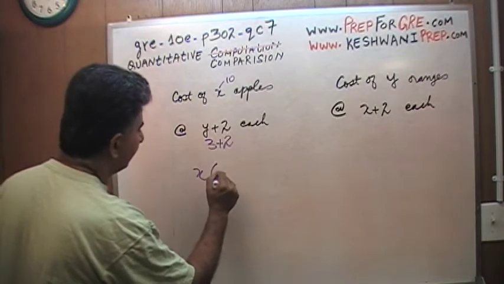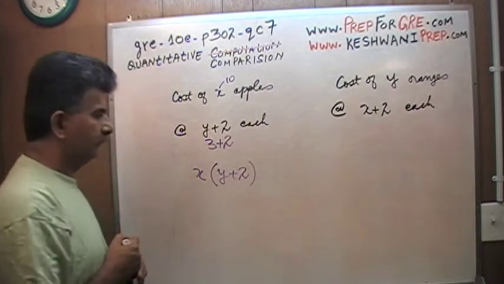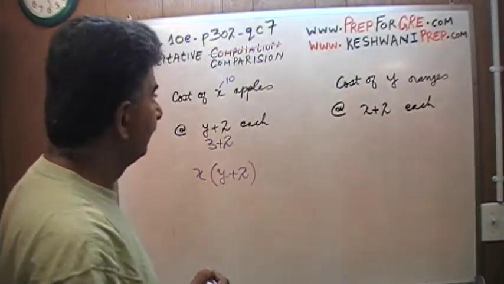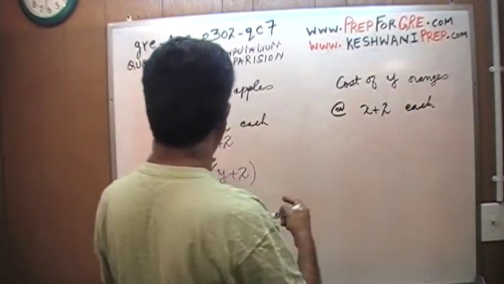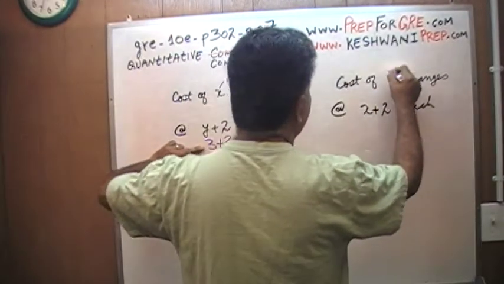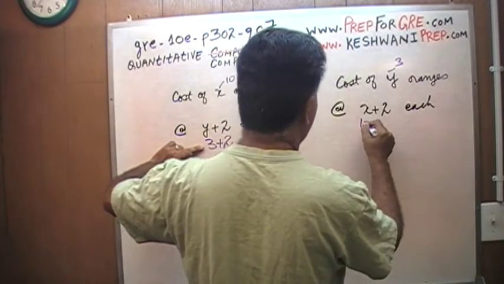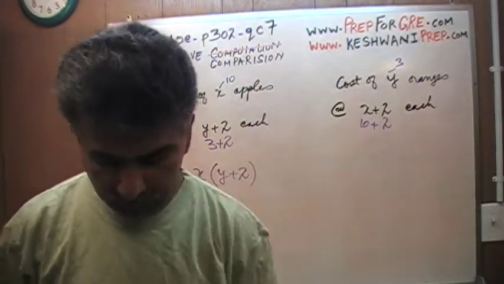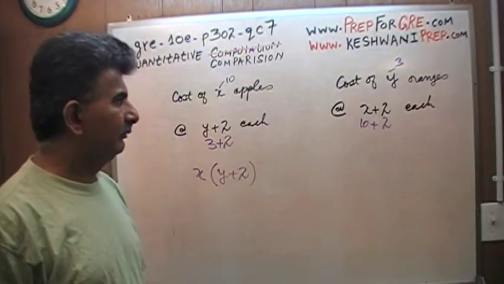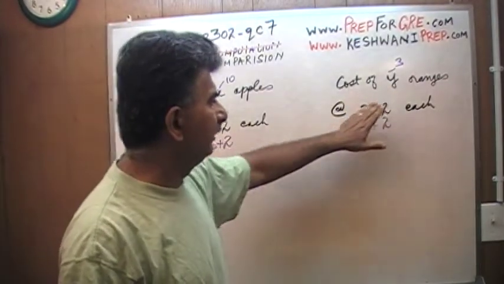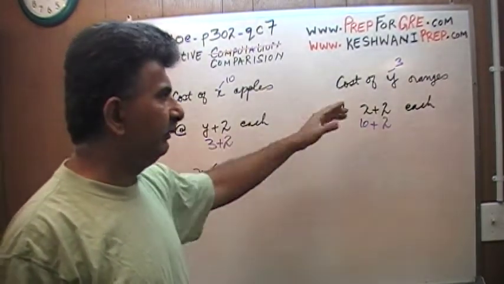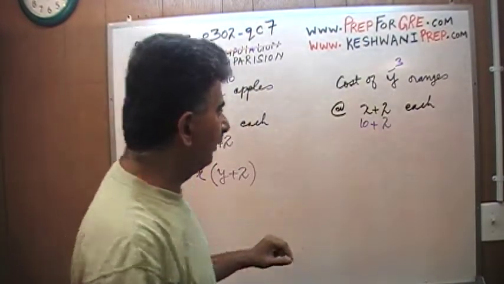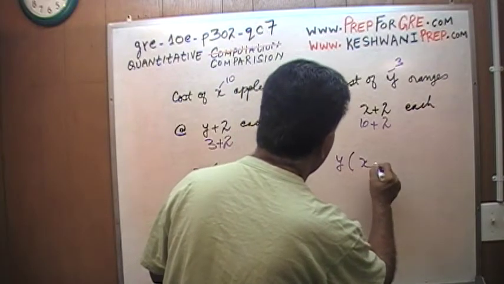10 times 5. There you go. And similarly, here, cost of y oranges. Y we said was 3, so I'm going to plug in 3 here. And x was 10, so now we are buying, sorry, we are buying 3 oranges, and each of them costs 12 cents. So how do I find the price of three oranges if each of them costs 12 cents? 3 times 12, which is exactly what we're going to do here. Y times x plus 2.